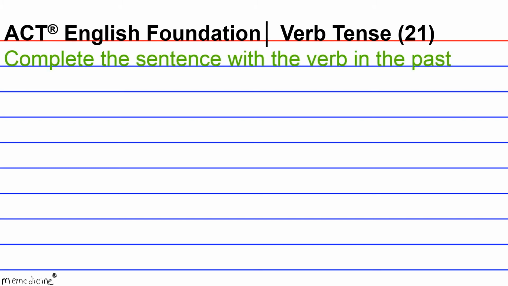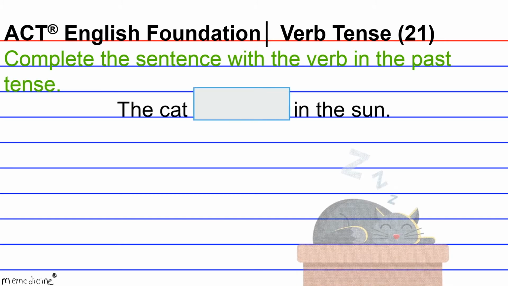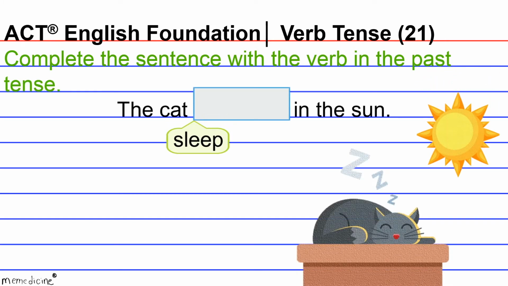Complete the sentence with the verb in the past tense. The cat blank in the sun. The task here is to shift the tense of sleep to its past tense verb form.